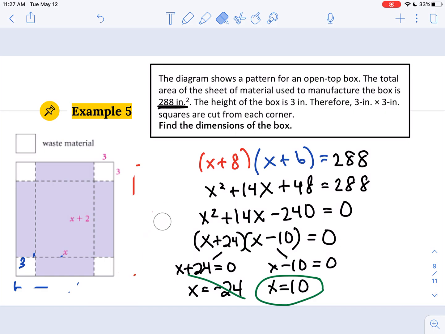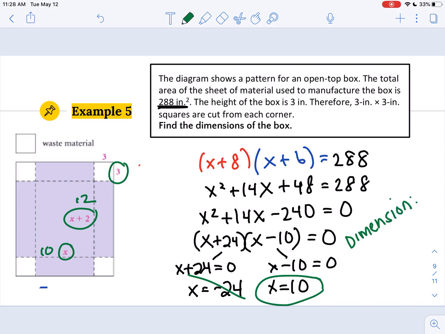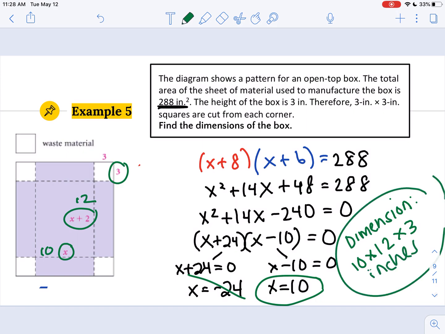So let's erase our work here. Now if x is equal to 10, I'm going to plug that in. This means this x is 10, this length is 12, and we know our last dimension is 3. So the dimensions of this box are 10 by 12 by 3, and then it's inches. Oops, that's a little messy, I'm sorry, let me erase that. So that's the dimension of this box.